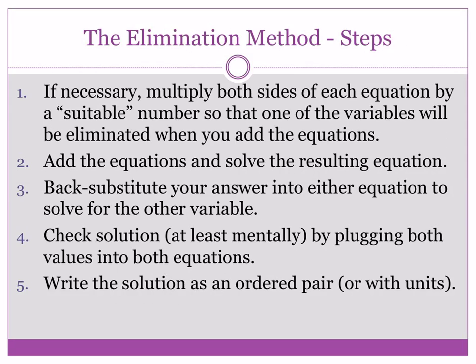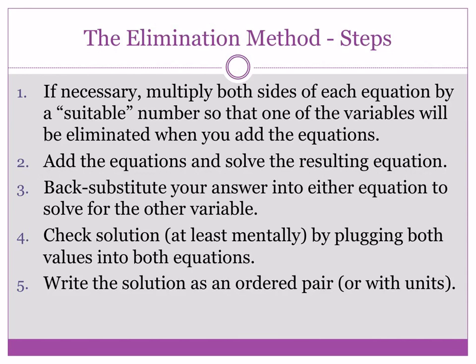Okay, let's look at the elimination method then. The elimination method is the idea of being able to take two equations and add them together, but when you add them together, something disappears. Either the x disappears or the y disappears. So these are the actual steps. If it's necessary, you will multiply both sides of each equation by a suitable number. Suitable means something that's going to make something disappear later. So that when you add the equations together, the variable, whichever one of them, is eliminated.